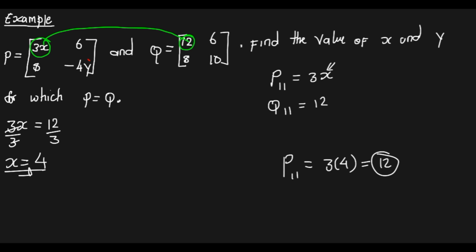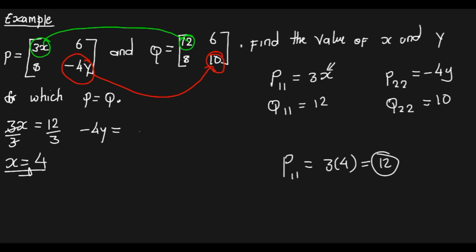We can see that our y is here, so this corresponds to this value. Looking at the position of y, that is row 2 column 2. So this is negative 4y. Then Q row 2 column 2 is 10. So this can be solved as negative 4y is equal to 10. In order to isolate y, we divide by negative 4 on both sides.